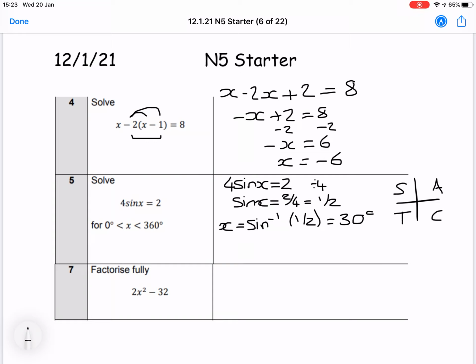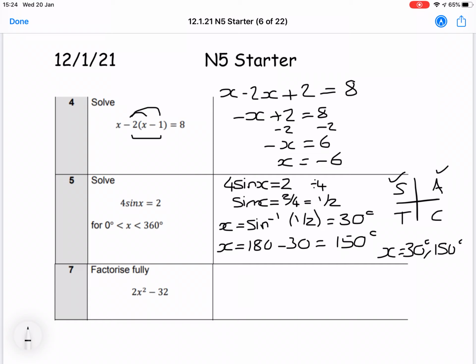So sine x is 1/2, so sine is positive, so it's going to be the first quadrant and the second quadrant because they're both positive for sine. So your first quadrant answer is just x, so 30. The answer in the second quadrant, the S quadrant, is going to be 180 minus your related angle, so minus 30, so that's 150. So your 2 answers would be 30 and 150.